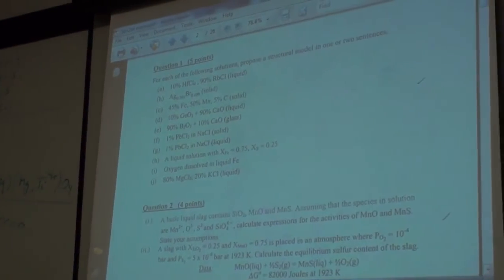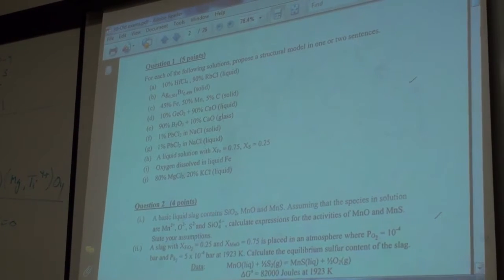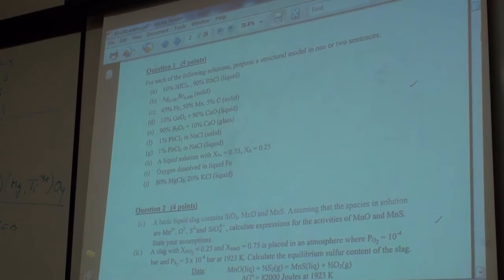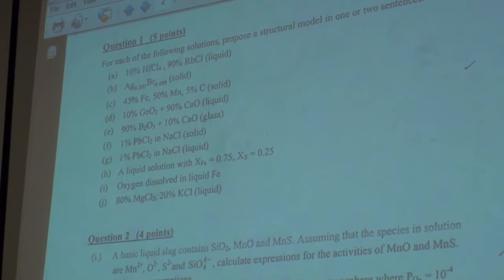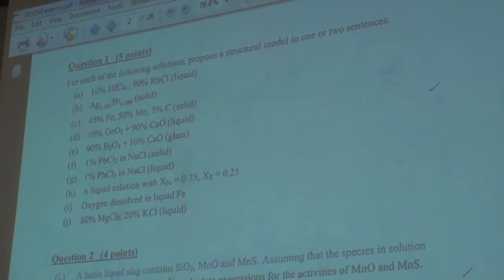This is always a good question for final exams. Number 1, no answers for this. For each of the following solutions, in one or two sentences for your grandmother, Chris Bale's grandmother, propose a structural model. Not a whole lot of mathematics, just what's in the melt, what's there.